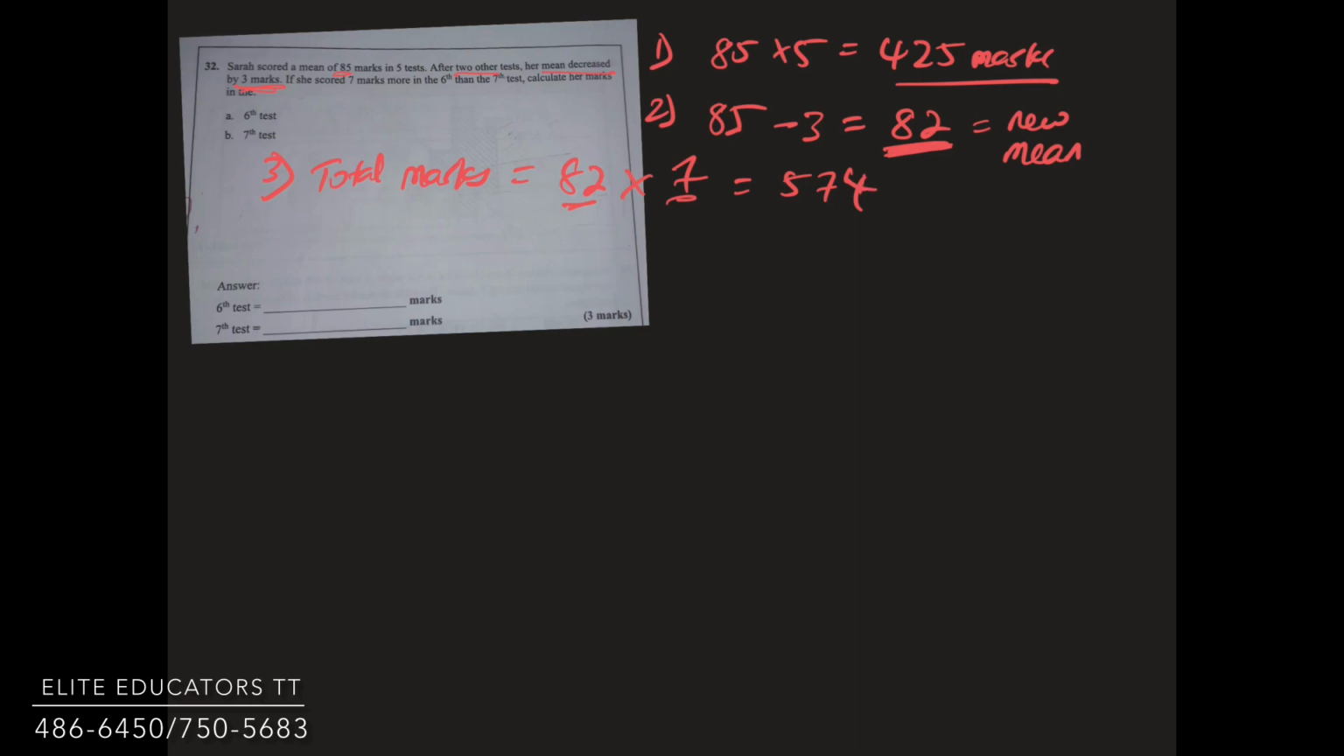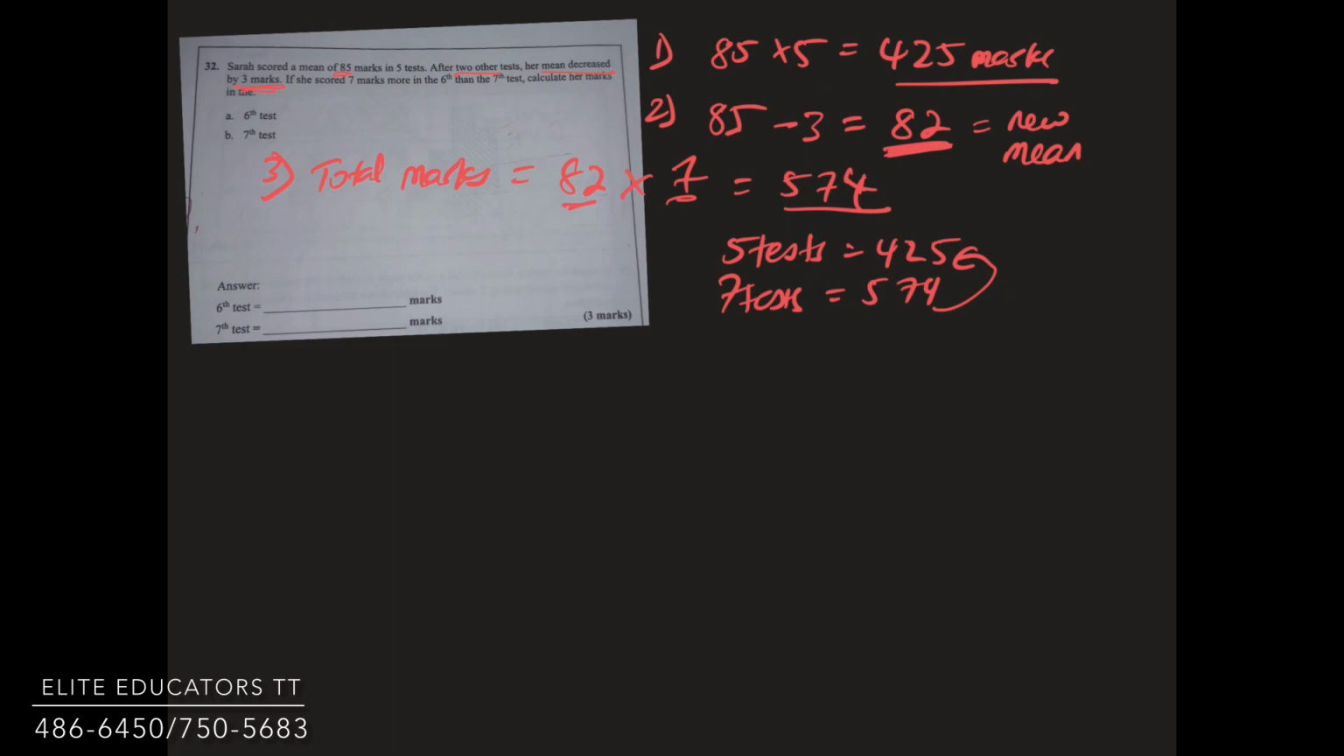So guys, what does this mean? Let me try to explain. When we take 5 tests, the total marks is 425. With 7 tests, the total is 574.